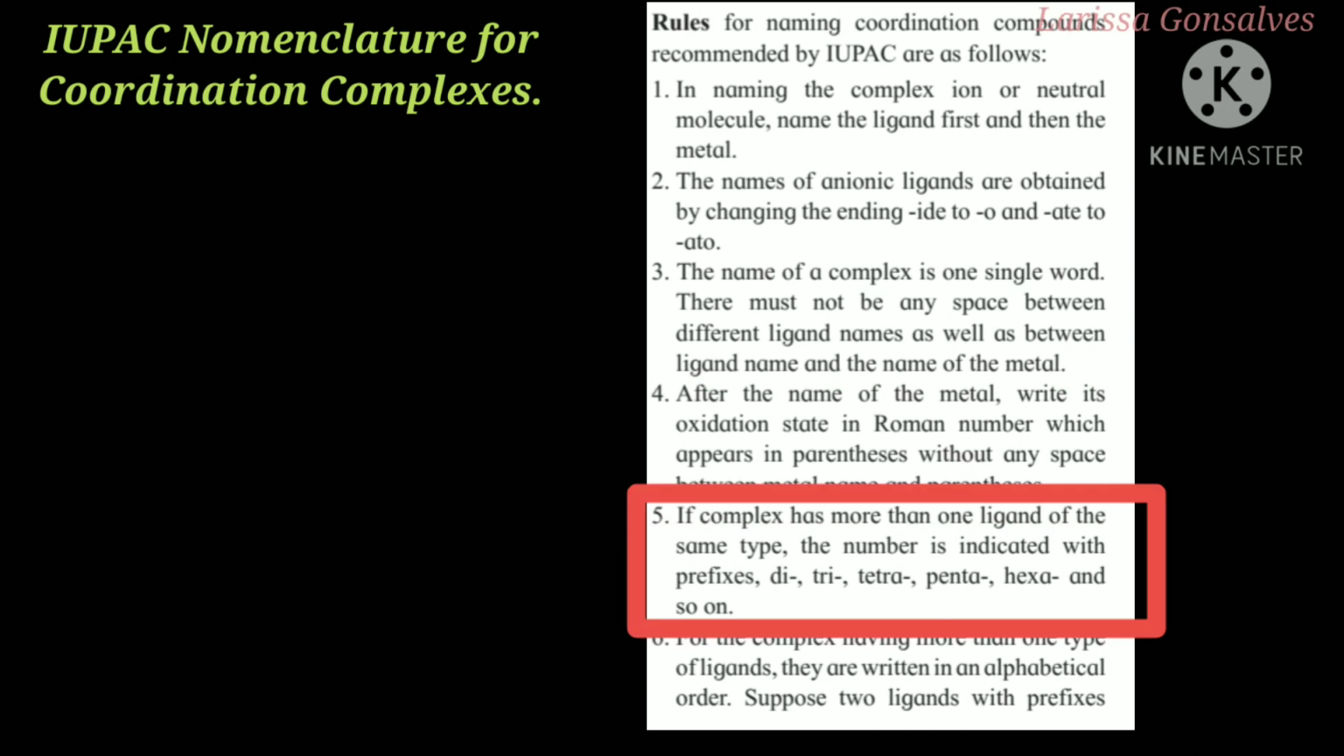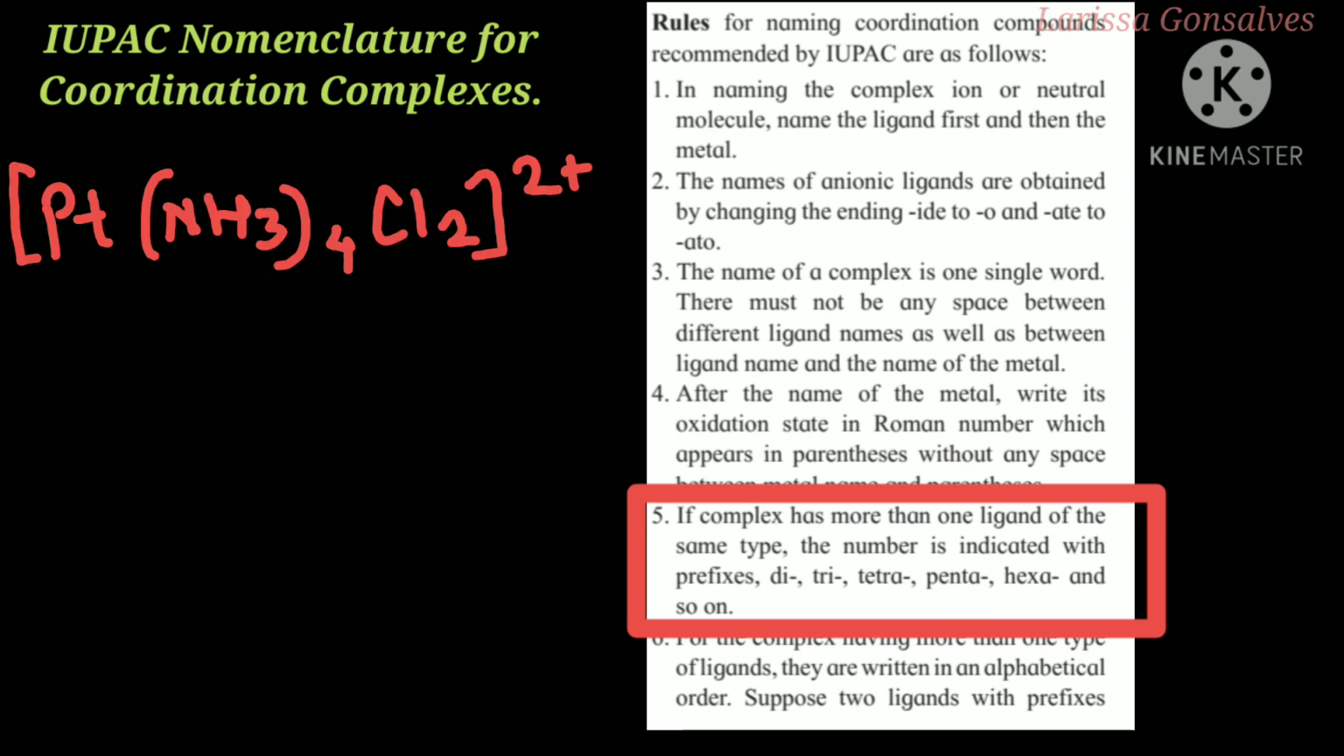The fifth rule is if complex has more than one ligand of the same type, then the number is indicated with the prefixes di, tri, tetra, penta, hexa and so on. Let us solve an example to understand this rule. [Pt(NH3)4Cl2]2+. So here we need to check the number of ligands. So there are 4 ligands of ammonia and 2 of chlorine.